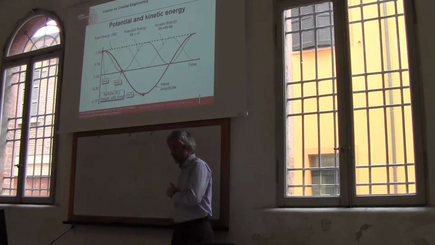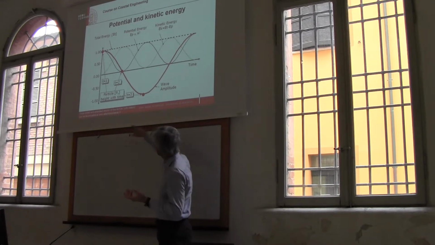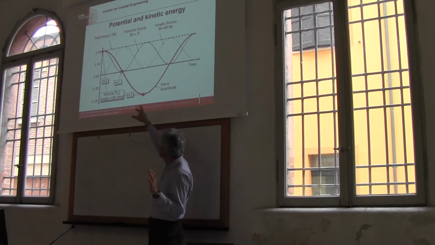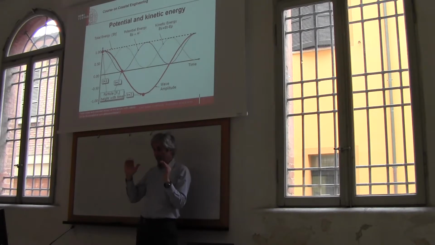It can be proved that the max of potential energy, which is reached at the top and the bottom, is equivalent to the max of the kinetic energy, which is reached when the particle is located at the mean sea level. So this is something that we take as proved, namely the fact that the max of kinetic energy is equal to the max of potential.